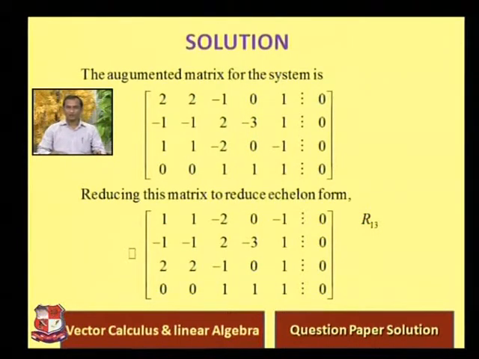Now to solve it, we convert it into reduced row echelon form by row operations. First, find the leading one. The leading one is in the third row, so the row operation is R13, meaning we interchange the first row with the third. So the first row becomes the third and the third row becomes the first. We get 1, 1, minus 2, 0, minus 1, 0, and the third row becomes the first: 2, 2, minus 1, 0, 1, 0. The other two rows are as they are.